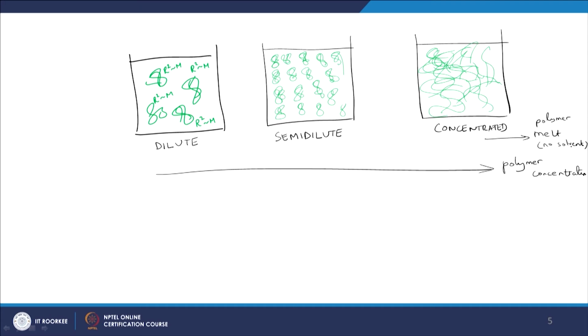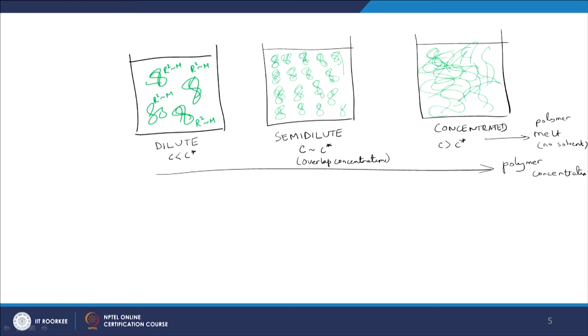Okay. So, let us say that there is some concentration, let us say C star, which we will call the overlap concentration, where this happens. Then for C less than C star, we are in the dilute range, and for C higher than C star, we are in the concentrated range.